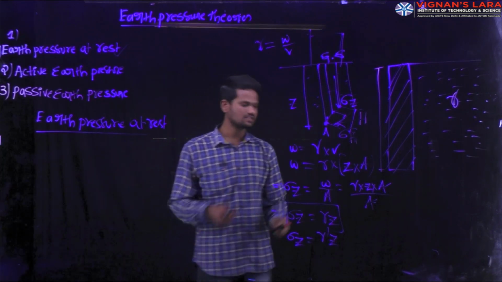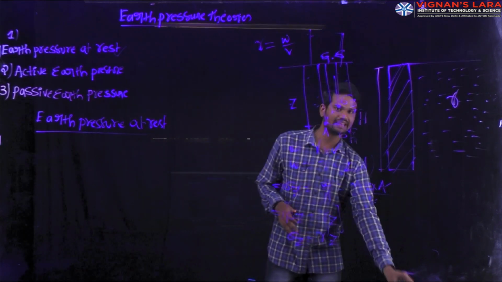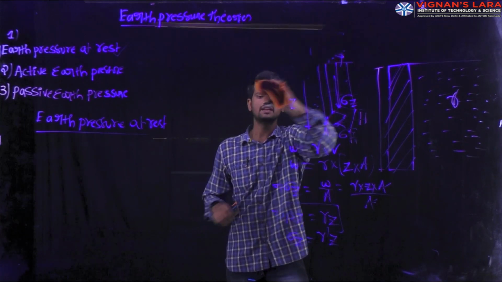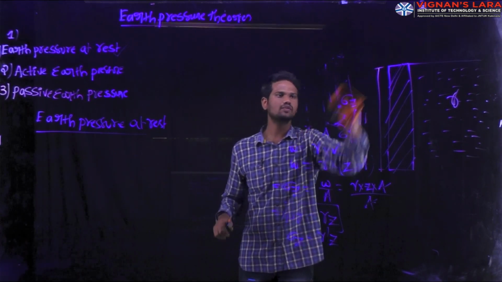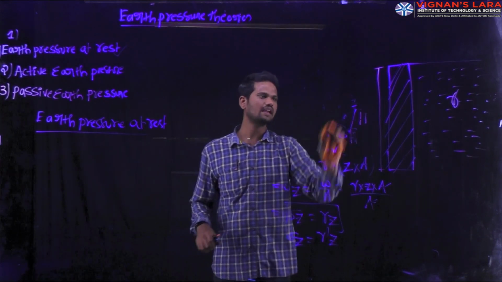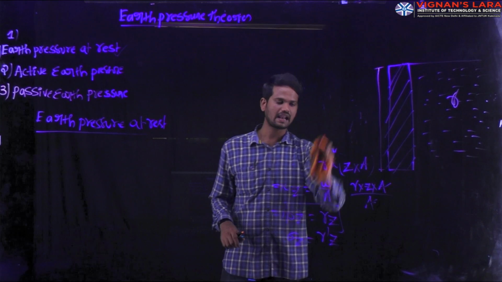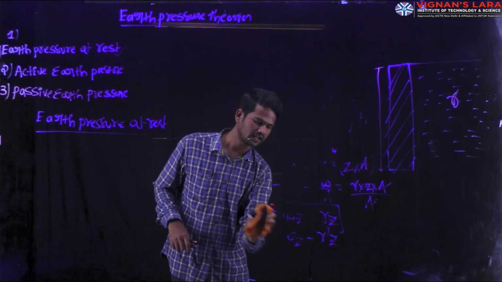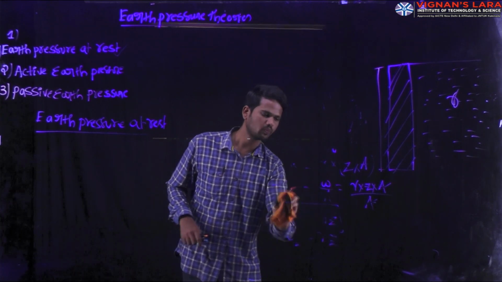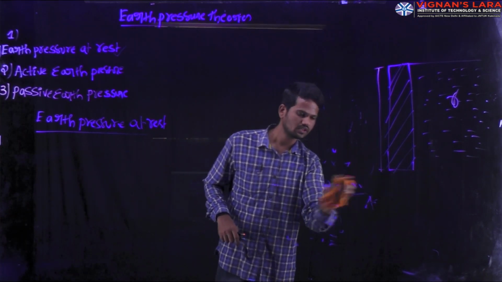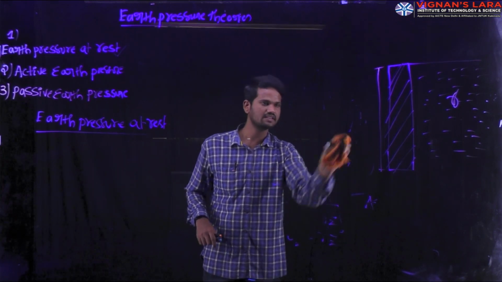Okay, for this discussion we will take this diagram of earth pressure at rest condition. For earth pressure at rest condition, we have different types of assumptions. That means the soil is homogeneous and elastic, and we also consider the Poisson ratio of the soil. Based on that Poisson ratio, we will calculate for earth pressure at rest condition.